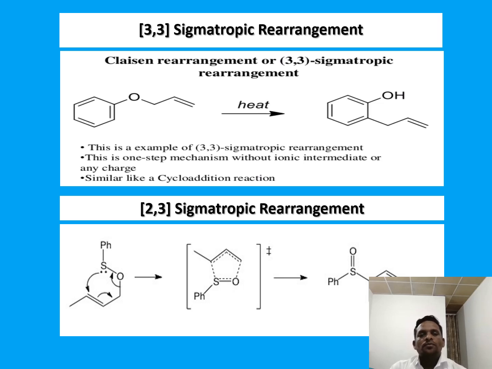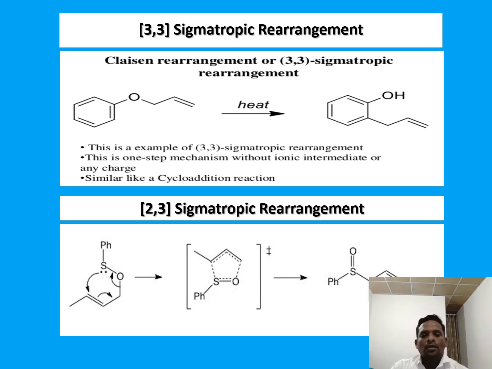This is a one-step rearrangement without any ionic intermediate or charge, similar to a cycloaddition reaction. Here the numbers are given from the saturated carbon, that is 1, this alkene is 2, and this is 3. Then again from the oxygen, 1, 2, and the ortho position acquires the 3. That's why the name of the reaction is the 3,3 sigma-tropic rearrangement reaction. Again, the 2,3 sigma-tropic rearrangement reaction.